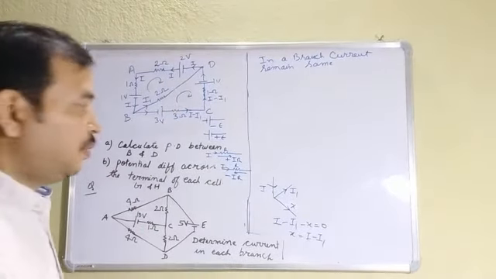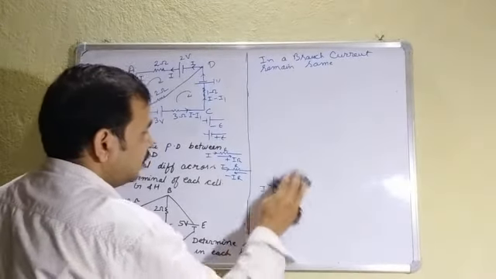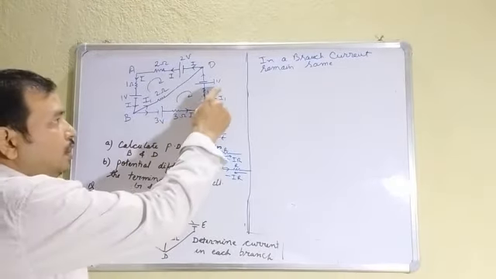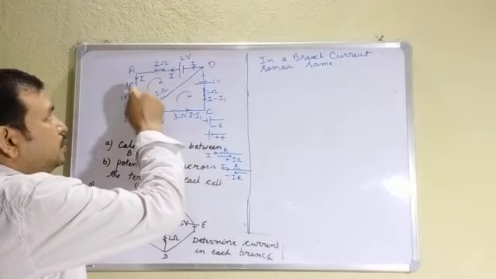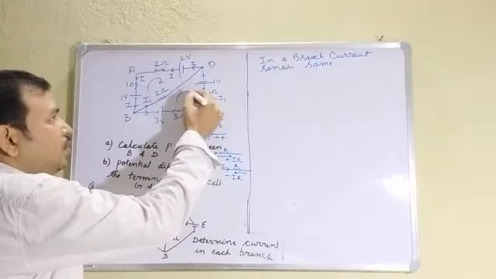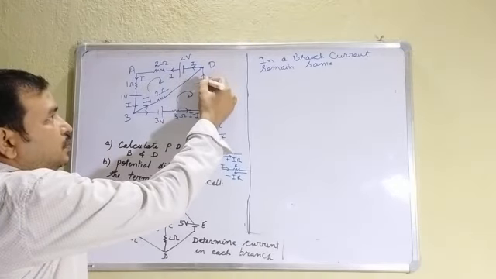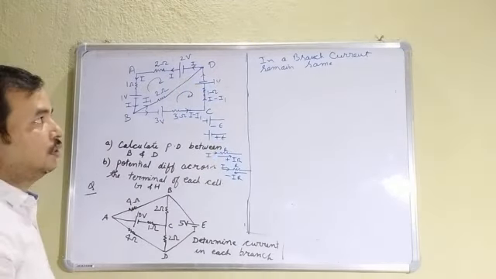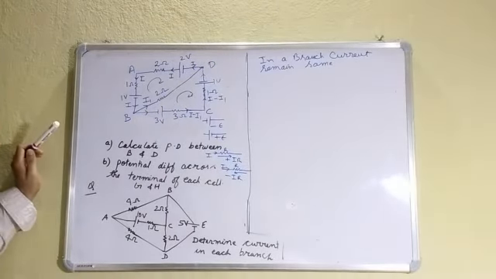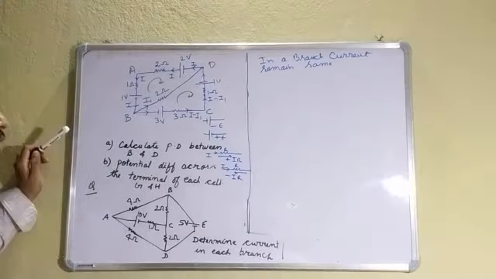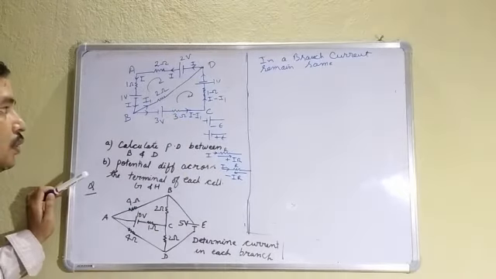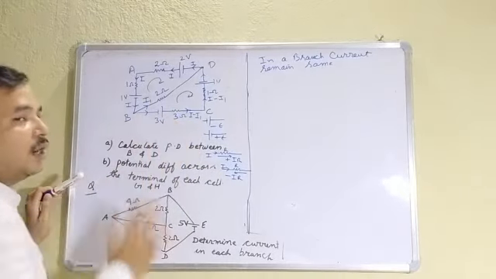Clear? Second important thing you have to keep in your mind, that you have to write the current near the resistance only. Why? Because potential drop is across the resistor only. Here at this point you can see there is no resistor. So if there is no resistor, there will be no potential drop. So no need to write the current at that point. Clear? So you have to write the current near the resistor only. That's so that you can easily find I into R.